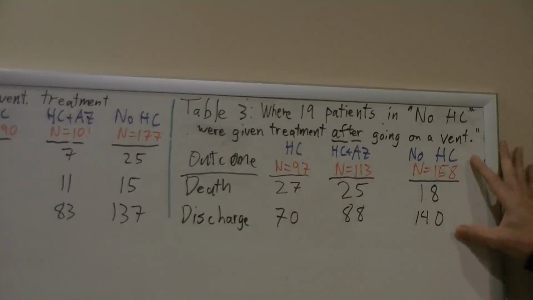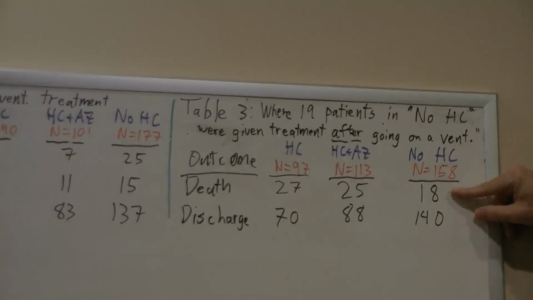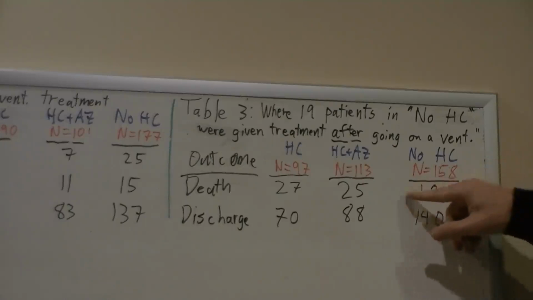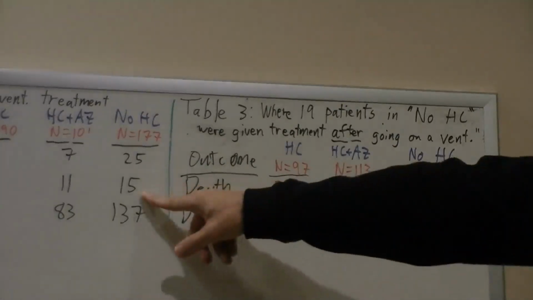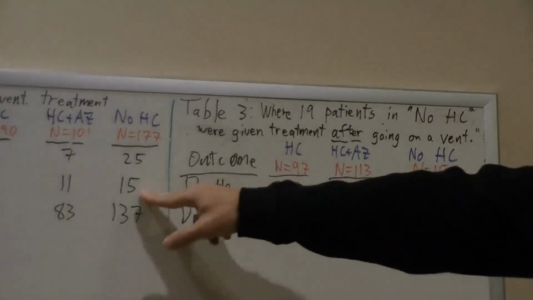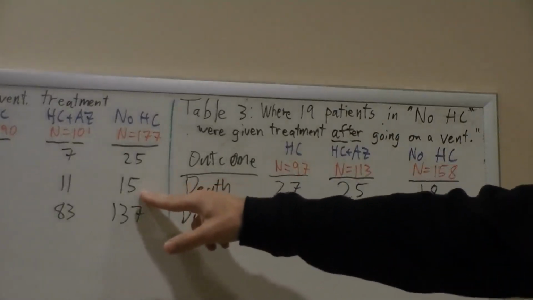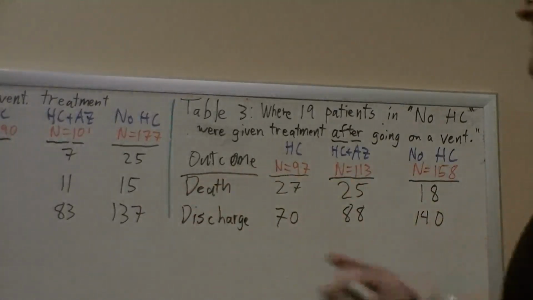So what I want to do is take a deeper dive into what happened to these 19 patients. And the starting place is actually over in this column right here. So we have in the no HC group a total of 18 deaths after the 19 patients had been transferred out. So we can look at this column over here and say that 15 died before going on to a vent. So definitively we can say, since only patients are being transferred out and not in, that 3 of the patients that remained on a vent died.